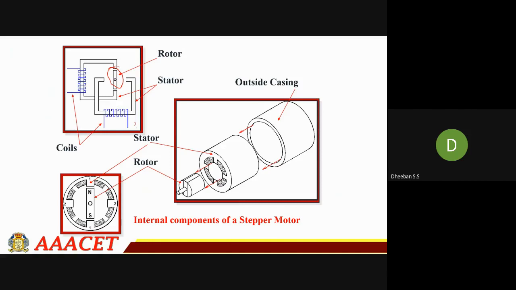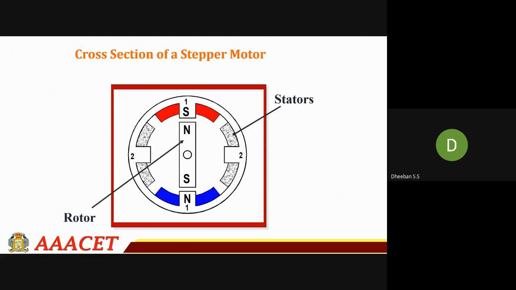And here you can see the stator in physical dimension. This is how it looks. This is a stator with four poles. It is a 4-pole stator and a 2-pole rotor. Here you can see the cross section of a stepper motor.